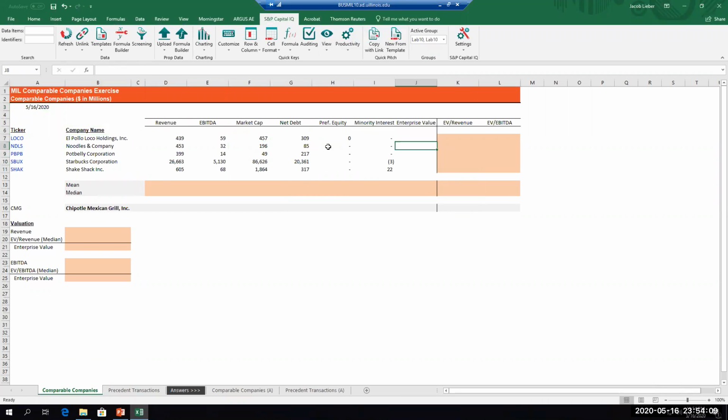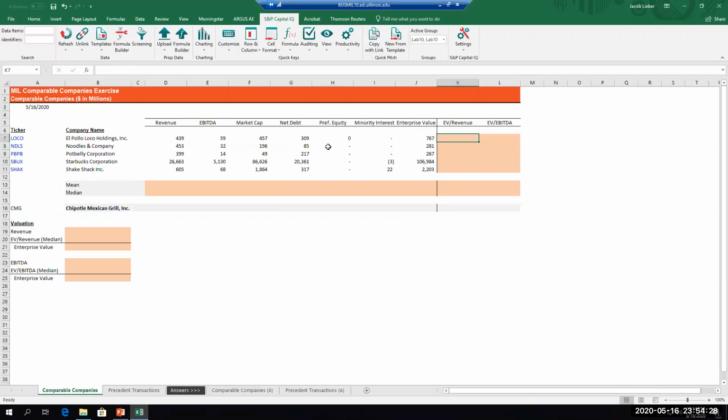Last thing I'm going to do is add up my enterprise value, which is I'm going to do Alt equals, and then sum of market cap, net debt, preferred equity, and minority interest. Closing parentheses, copying, and pasting this down with Alt ESF.